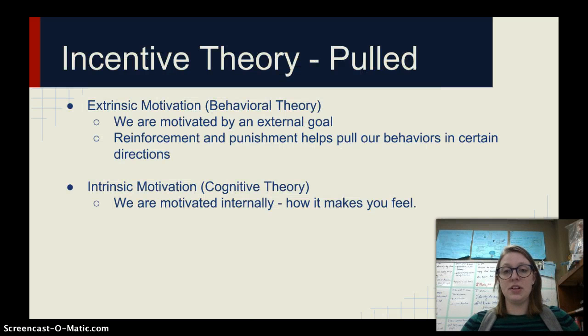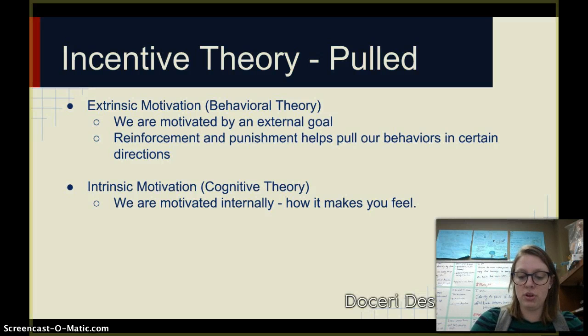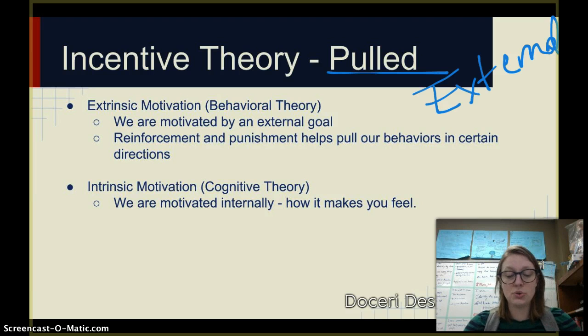All right, incentive theory. This is pulled. This is the only external theory that I have showed you so far. Okay, so pulled, external. This is extrinsic motivation, okay? You're motivated by some external goal. There's a reinforcement or a punishment. This helps pull our behaviors in certain directions.